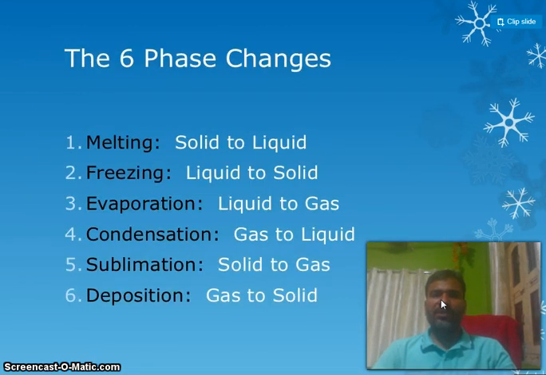So, six phase changes: melting, solid to liquid; freezing, liquid to solid; evaporation, liquid to gas; condensation, gas to liquid; sublimation, solid to gas; deposition, gas to solid. And that is important: deposition, gas to solid. Remember it.